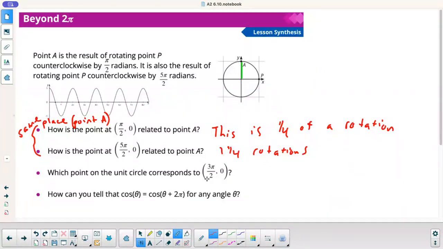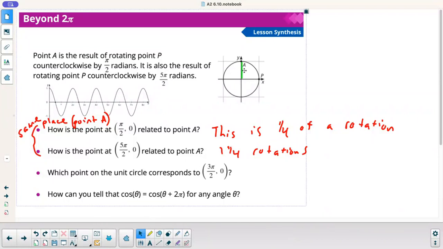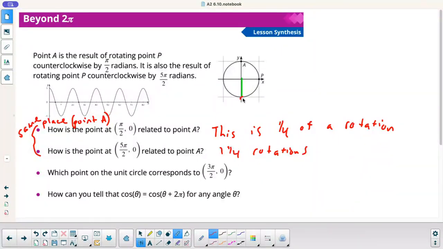Which point on the circle corresponds to 3 pi over 2, 0? So your angle is 3 pi over 2. So 1, 2, 3 pi over 2. Okay, so 3 pi over 2, that would be right here. Okay.